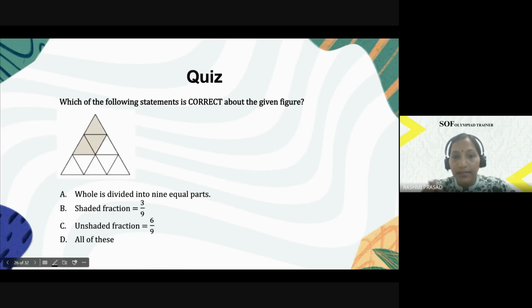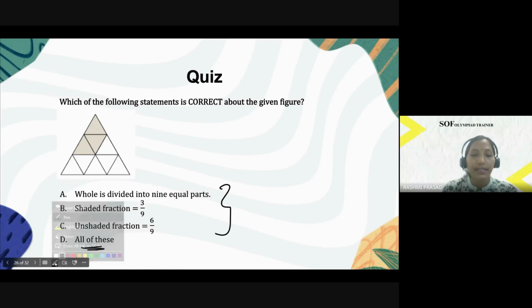Another question. Which of the following statements is correct about the given figure? So you have a figure given here, and there are options A, B, C, D. You have to check which option is correct. If all three options A, B, and C are correct, then your answer should be all of these. But you have to check all the options. Check and tell me the answer in the chat box.